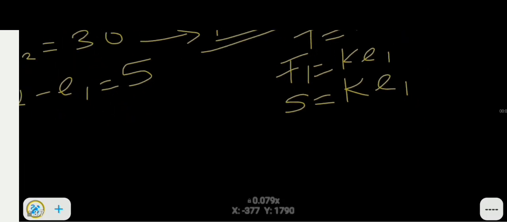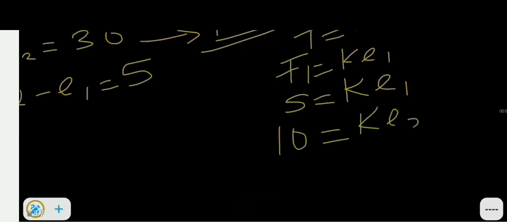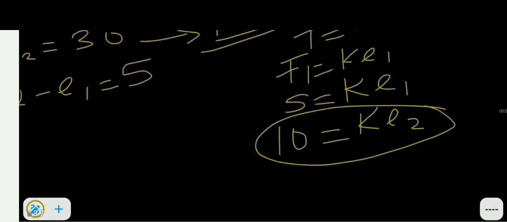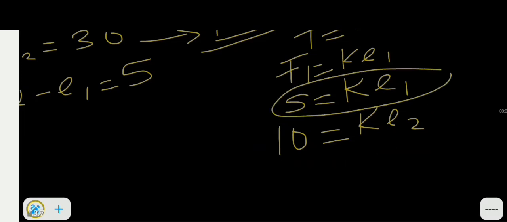So this one will give you 10 Newton, or 10 is equals to K E2. So you have this equation and this equation. So from here you can find another relationship between E1 and E2. K is a constant, so it can easily disappear when you divide. So let's divide this equation by this equation.